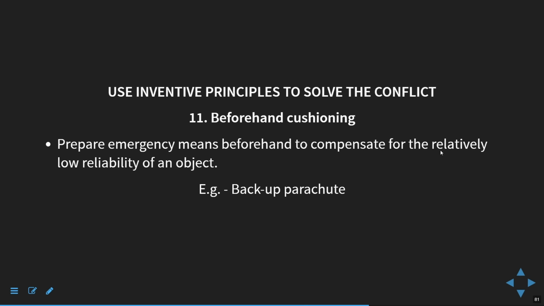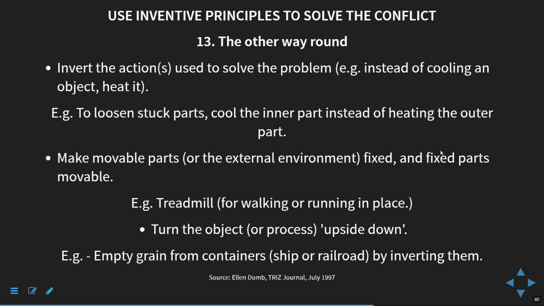So, the next principle is beforehand cushioning. The example is a backup parachute. You need something to compensate for the relatively low reliability of an object, then you do this. This one is one of my favorites, principle number 13, the other way round. Here, we do the opposite to solve a problem. If you have a stuck part, rather than cooling the inner part, we heat the outer part to loosen it. So this is an other way round. A treadmill is an excellent example of making movable parts fixed and fixed parts movable.